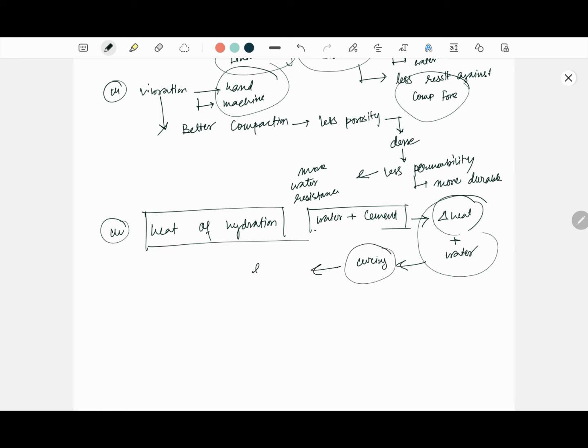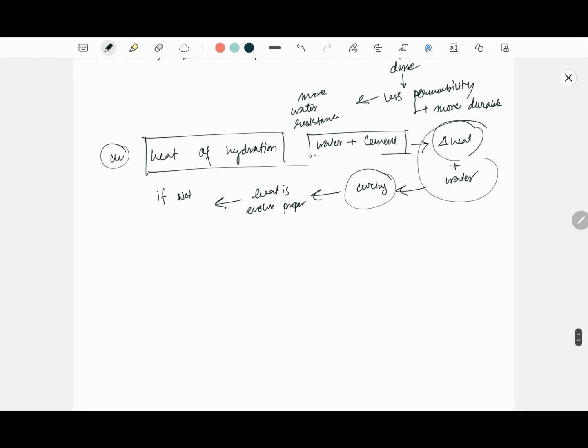In curing, the heat is evolved properly. If not cured properly, then what may occur? Cracks may occur on the casting surface. That is why curing is a necessity. And for how long? As per code IS 456, 28 days. And that is why, as per IS 456, you have to test the cube after 28 days, because after 28 days the cube reaches its characteristic strength.